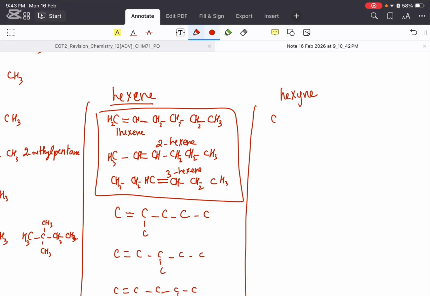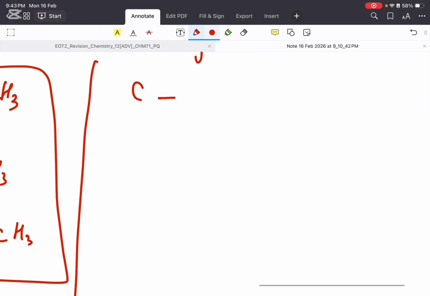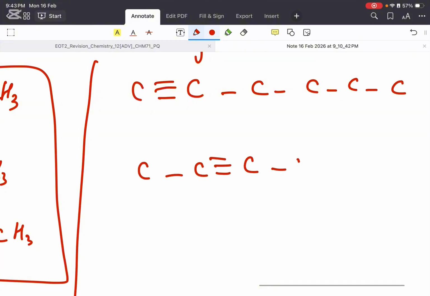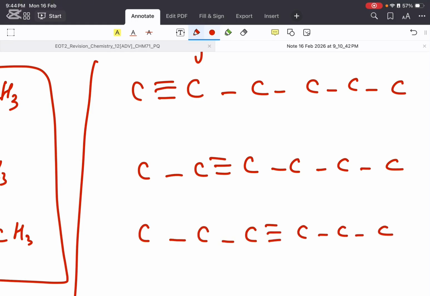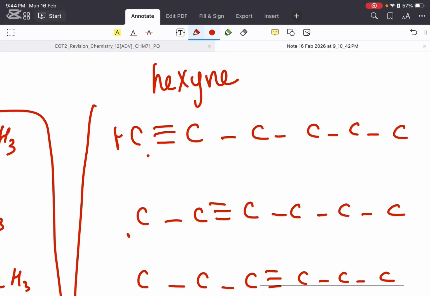Now, last one, hexyne. I can do the option just like I did with the hexene, and I can shift the triple bond. So a triple bond on the first carbon, or on the second, or let's do the triple bond on the third. So 1-hexyne, 2-hexyne, 3-hexyne. Of course, you need to put the hydrogens. Never forget to draw the hydrogens.